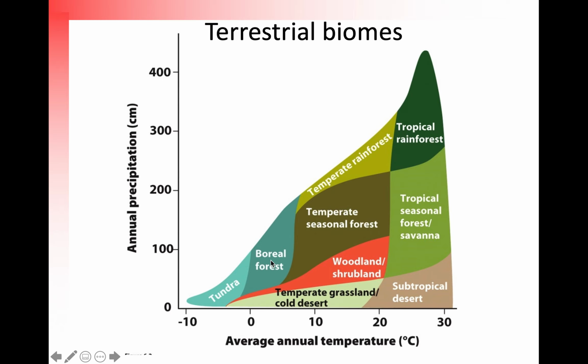Boreal forest, that's also known as the taiga. Now we're getting towards the colder areas where tundra and boreal forests are the coldest. But boreal forests not only have a slightly higher temperature, they also have slightly higher precipitation. So I would like you to be able to read and interpret this diagram and be able to predict at certain conditions where you might find different biomes if you were to be given this figure.